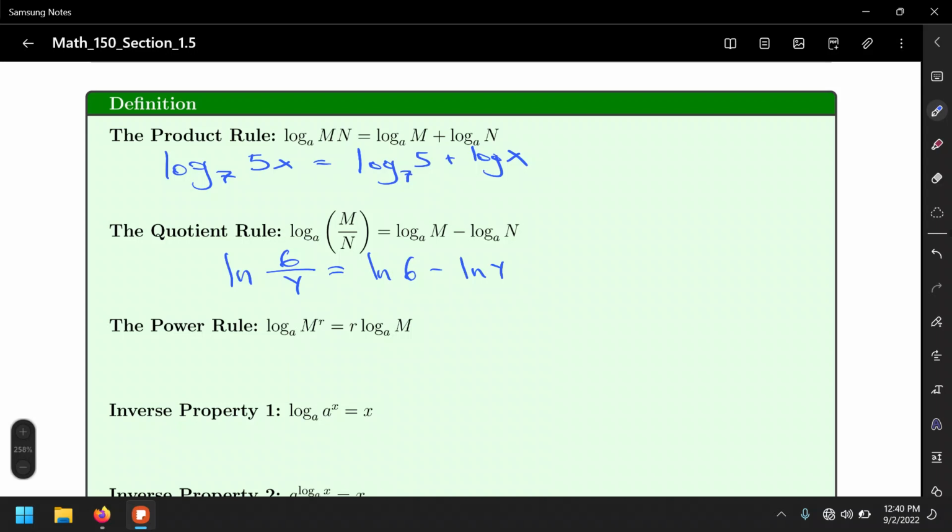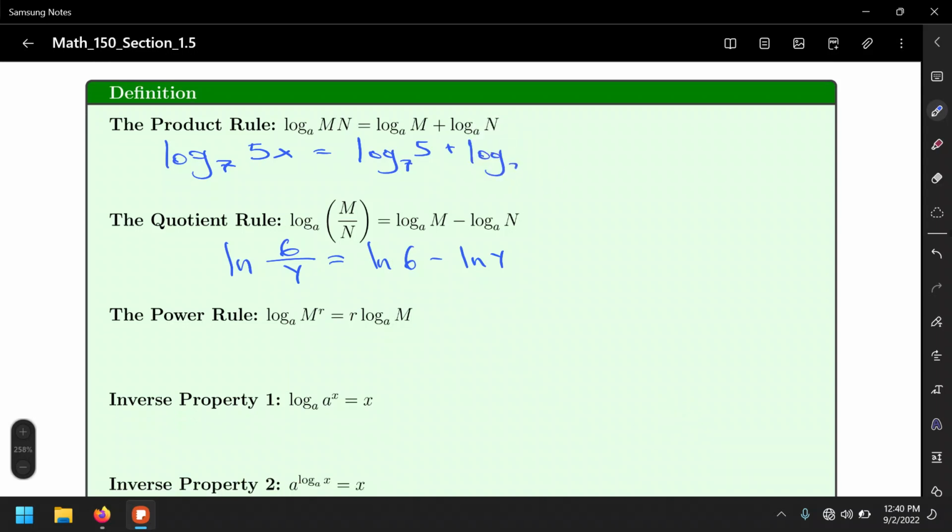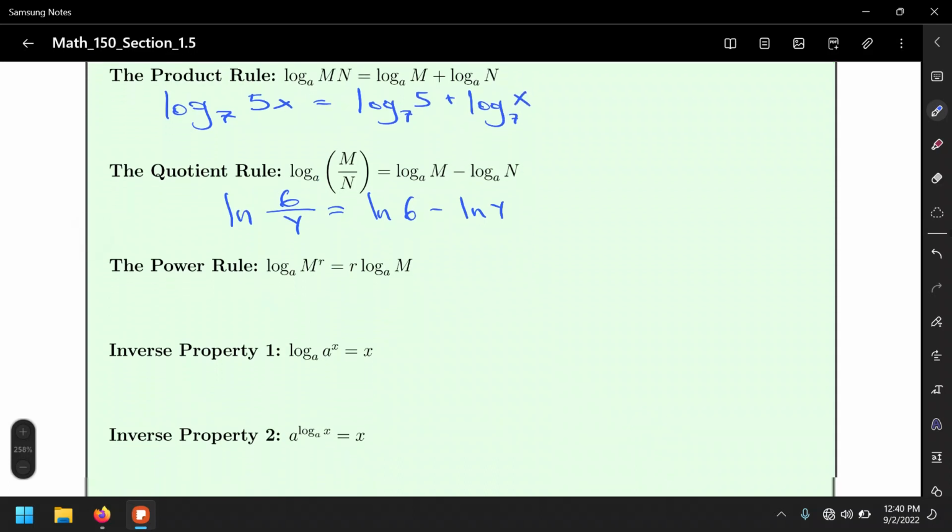A very important property of logarithms is the power rule. Question: in the first, the product rule equation, shouldn't it be log base 7? Oh yes, base 7. Thank you. Log base 7 of x. Thanks.